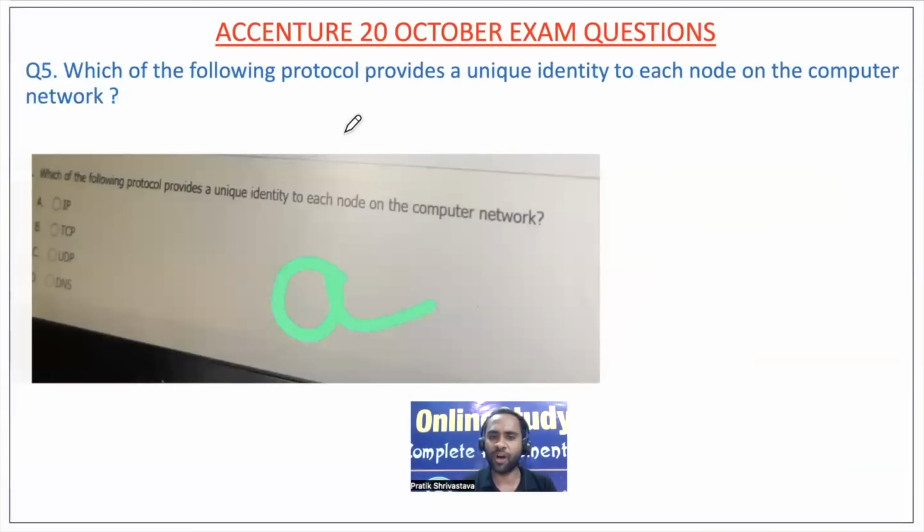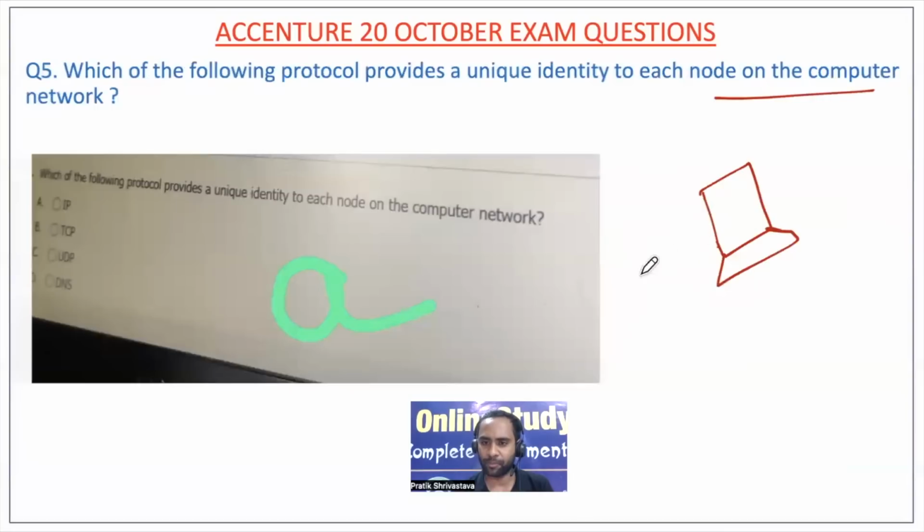Fine. Which of the following protocols provides a unique identity to each node on the computer network? So friends, if your computer or laptop is connected to a network, then we have the options IP, TCP, UDP, DNS, okay? So friends, TCP is transmission control protocol, right? Here IP is internet protocol basically. So friends, here you will be getting an IP address.